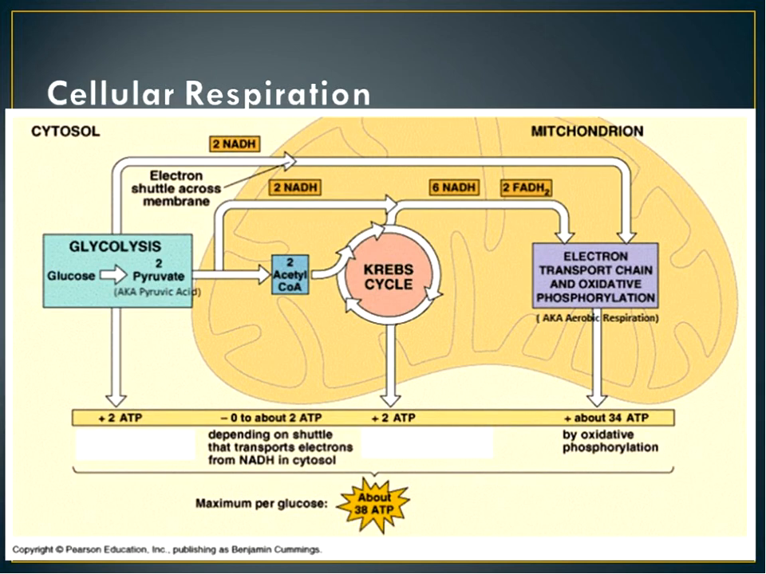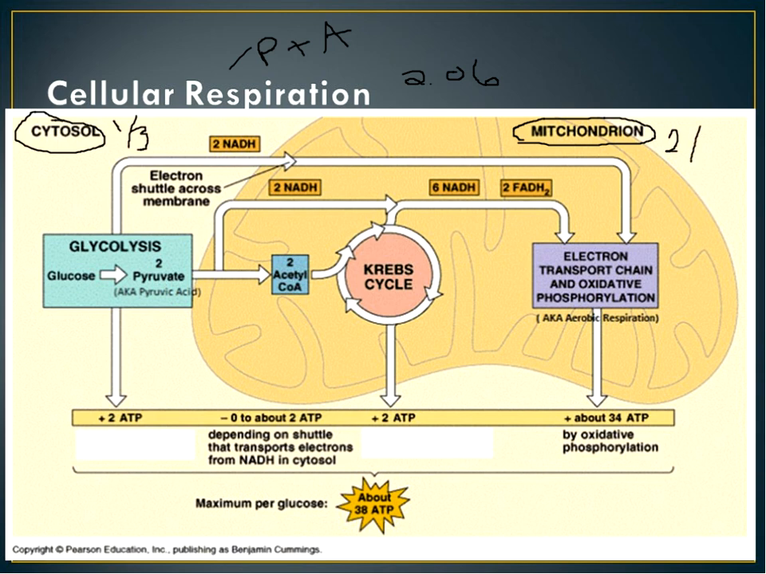Cellular respiration. This is 2.06. You guys did a quiz on this one. This is done in 3 steps. Remember how photosynthesis is done in 2 steps? Well, cellular respiration is both plants and animals. It's done in the mitochondria, or the cytoplasm of the cell. 1/3 of it is done in the cytoplasm. 2/3 of it is done in the mitochondria.